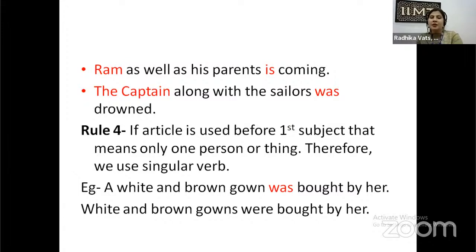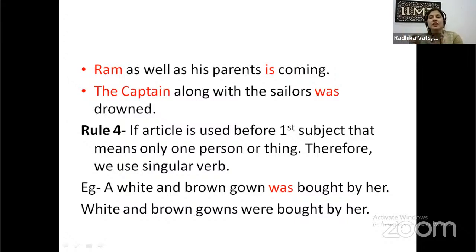A white and brown gown was bought by her. I want you to focus on two things here. What is the subject and what is the verb? Please read this sentence. A white and brown gown was bought by her. I hope you have read this. Now, what is the subject here? The subject is gown actually. And what is the verb here? "Was bought" is the verb here.